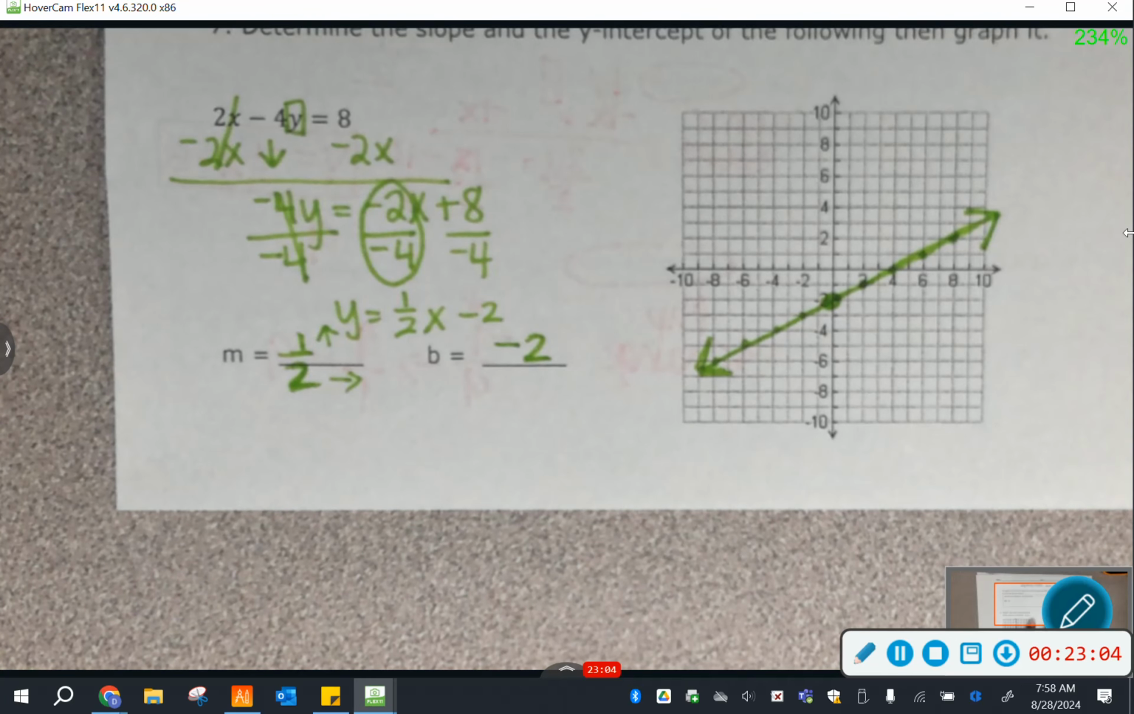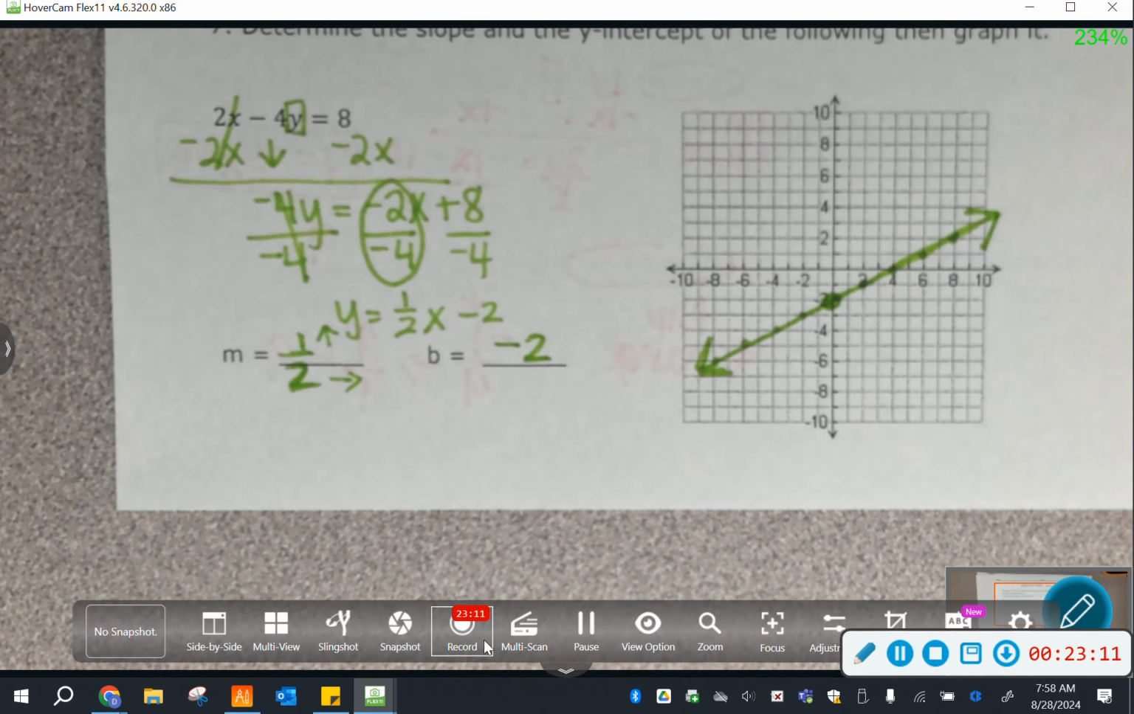And that is the review for your test. Was that really 23 minutes? Yep. All right, when we walk in tomorrow, we take a test. Good luck.